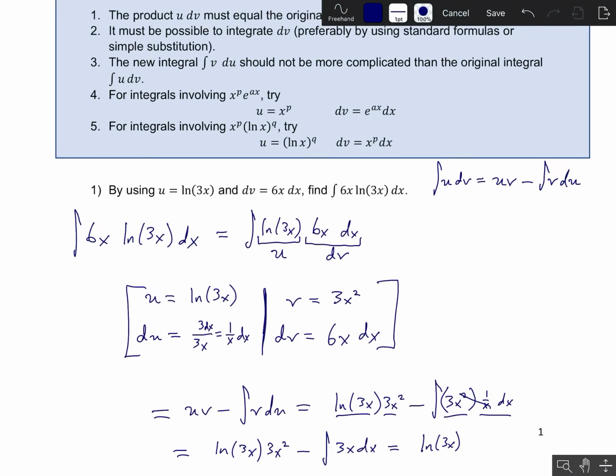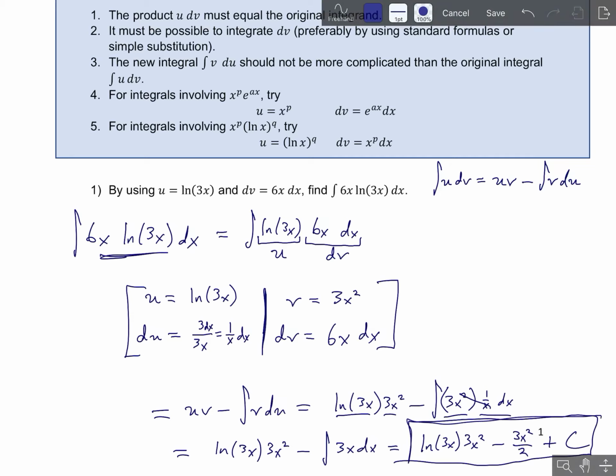And this will end up being ln of 3x times 3x squared minus the integral of 3x. If you integrate 3x, you would add 1 to the power on x and divide by the new power. So that would be a 3x squared over 2. And then, because we just did an antiderivative, we should have a plus c here. So this is what we get as the antiderivative of this original expression here.